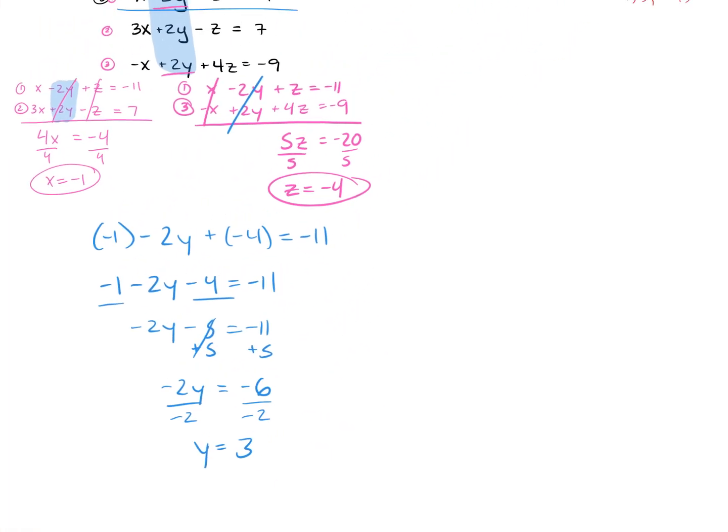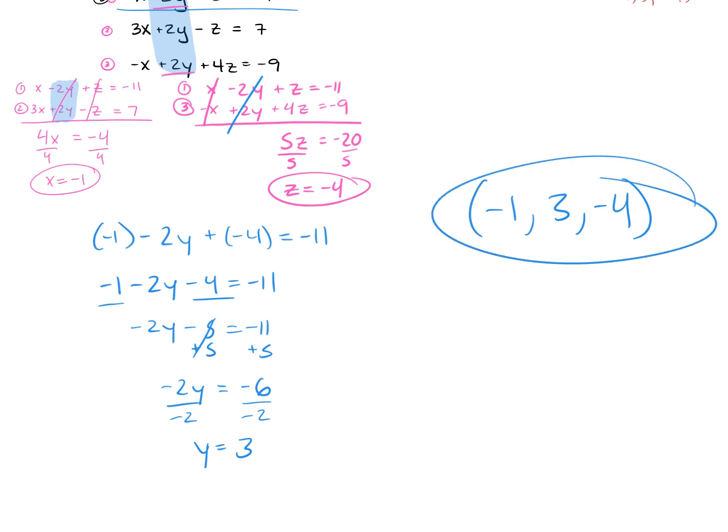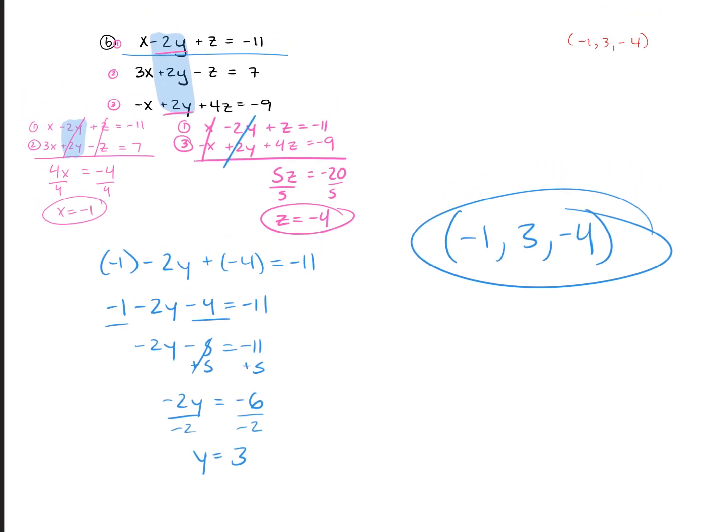How would I write my answer? Perfect. Your x, then y, then z. So negative 1, comma 3, comma negative 4. So this question was a lot less work than the last one. Sometimes that happens. Sometimes you'll get lucky and two of your variables will eliminate to start and you'll find an answer right away. So some of these questions require a lot of work. Some might be a little bit less. Just depends if we get lucky or not.